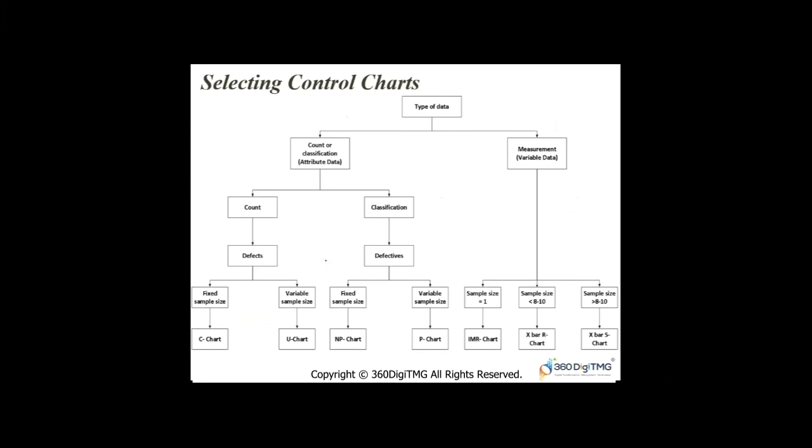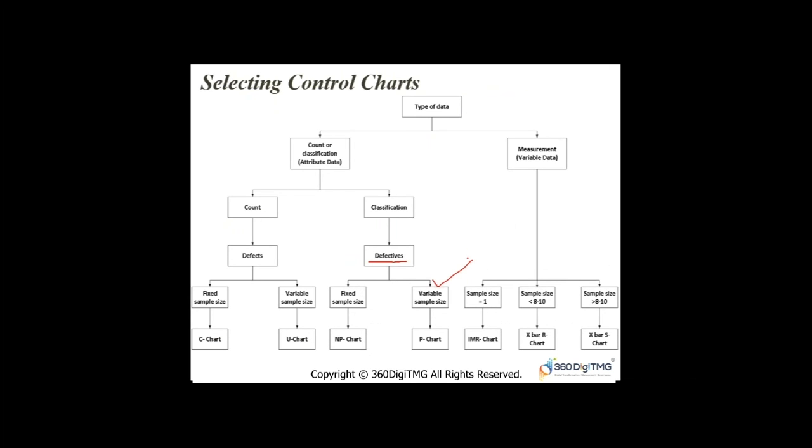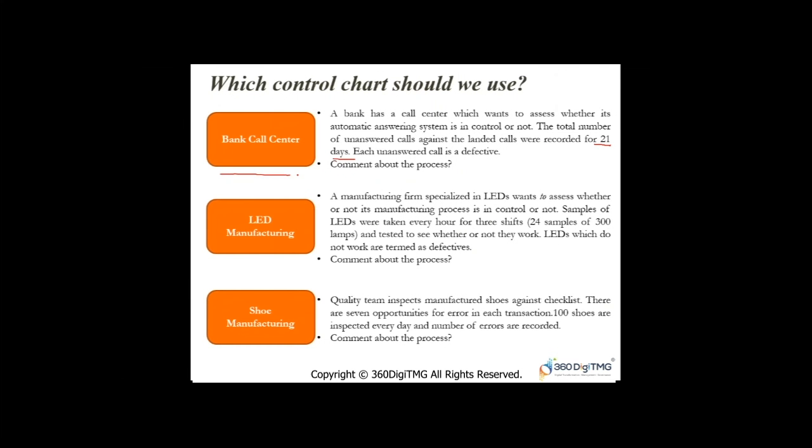They're clearly saying that that is a defective, right? And in this process, the total number of unanswered calls against the landed calls were recorded for 21 days. On each day, do you know how many calls you're going to get? How many calls you're going to receive on each day? Can you fix that number? No, it's not in your control. So the number of calls which I get can vary, and more often than not, it's going to vary from day to day, right? Hence, it's a variable sample size. It's a defective variable sample size. Hence, we end up using P chart, right? So let us open this Minitab file and try to solve this now.